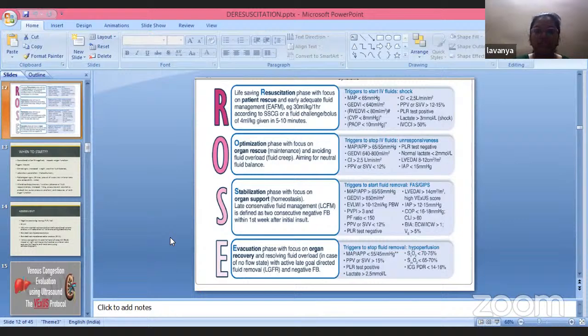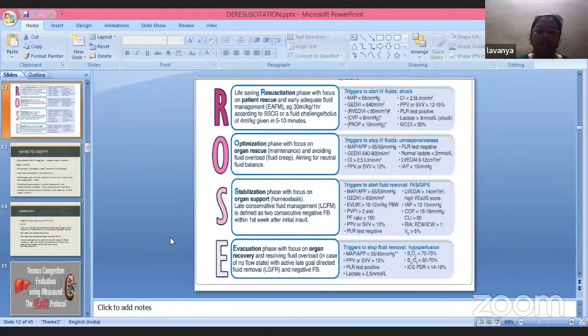So in the stabilization phase, you try to support the organ. Homeostasis has to be achieved, with late conservative fluid management, that is, here probably de-escalation or restricting the already ongoing fluid to achieve a negative fluid balance for at least 2 days in the first 1 week after the initial insult. This is defined as late conservative fluid management.